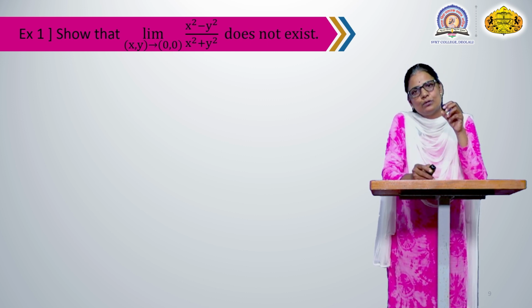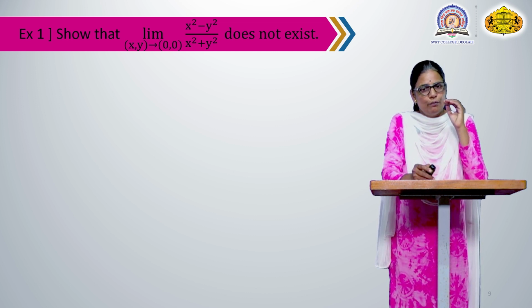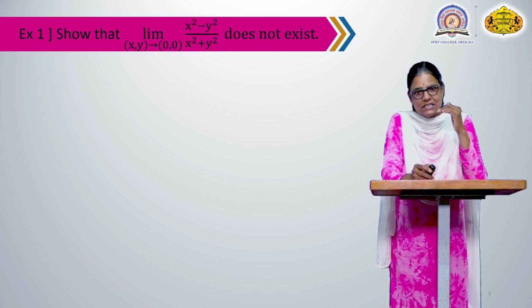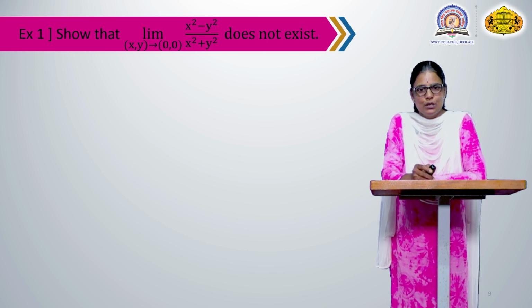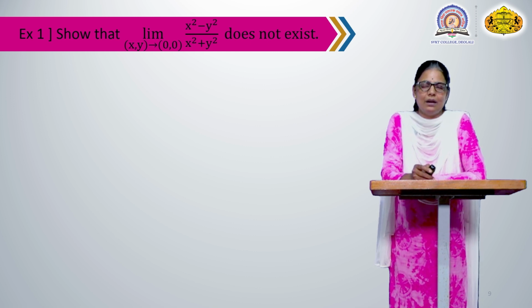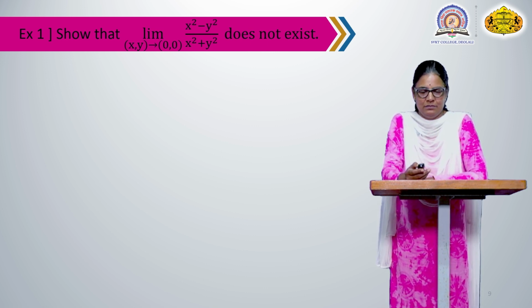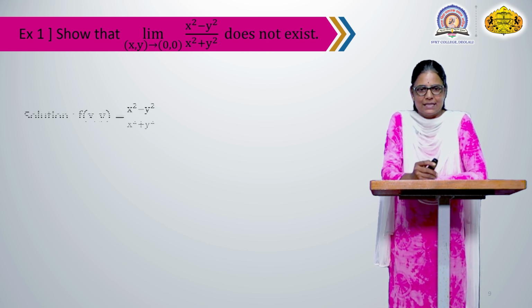Now since we want to show that the limit doesn't exist, in this case we want to find two paths approaching (0, 0) such that along these two paths the function has different limits, and then we say that the limit of the function does not exist. Since the point is (0, 0) here, the simplest paths approaching (0, 0) are the x-axis and y-axis, so let us first find the limit of the given function along the x-axis as well as the y-axis.